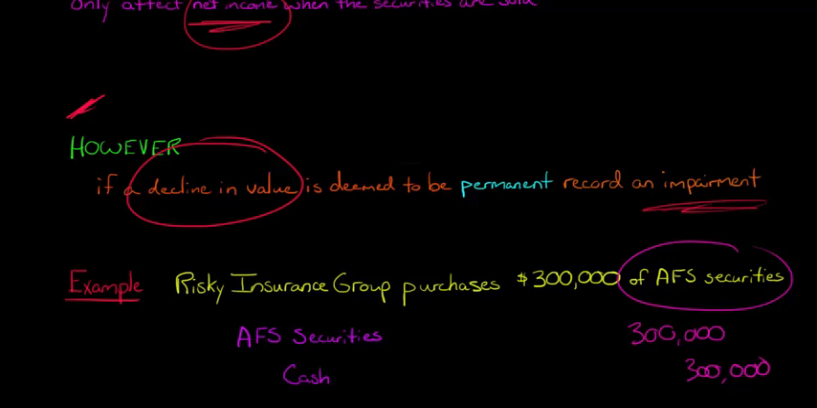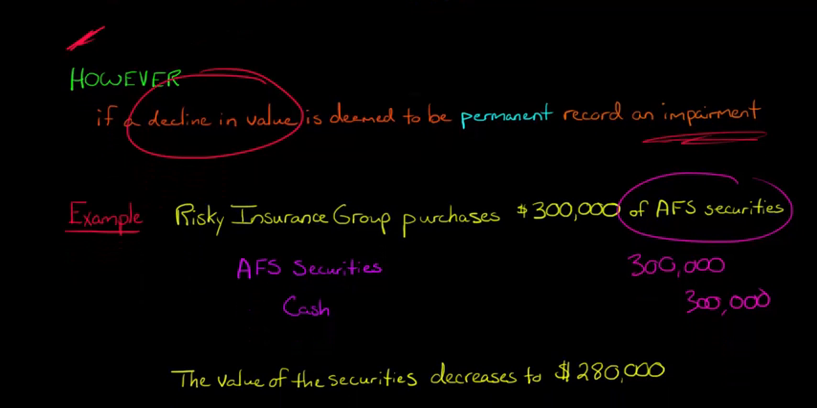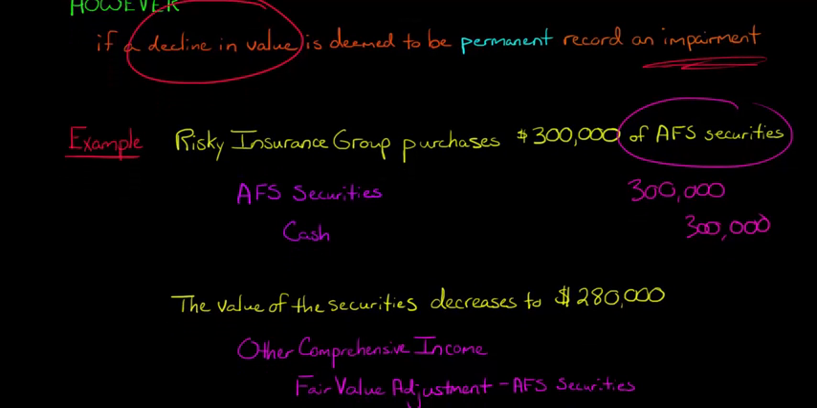But now something's going to happen. We're going to have a decline in the value of the securities to $280,000. So now what do we do? Well, we talked about this. We're going to book it to other comprehensive income, and then we're going to create this fair value adjustment account for available for sale securities. The decline went from $300,000 to $280,000, so it went down $20,000.